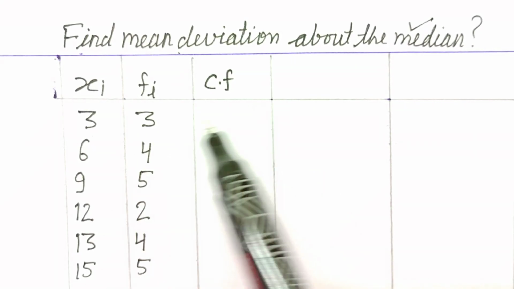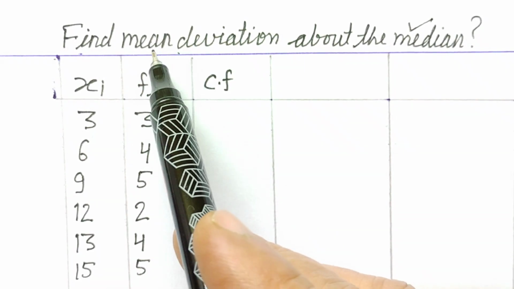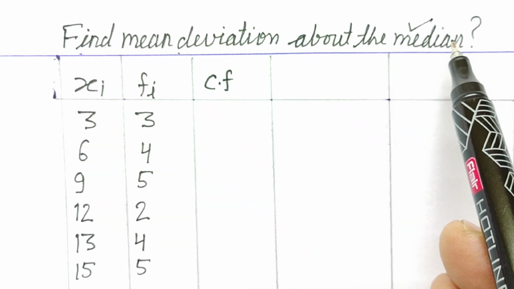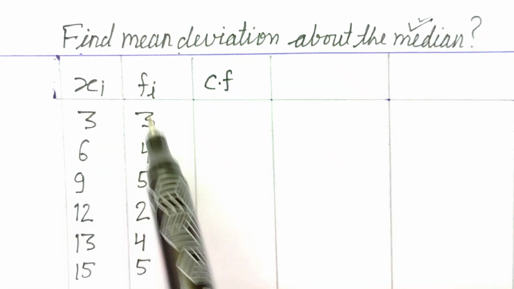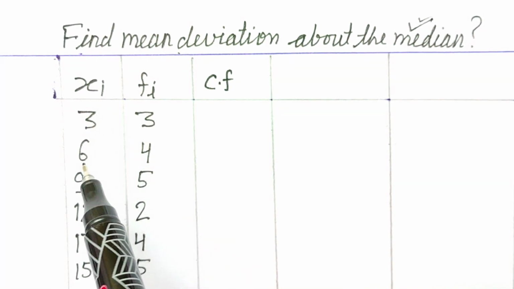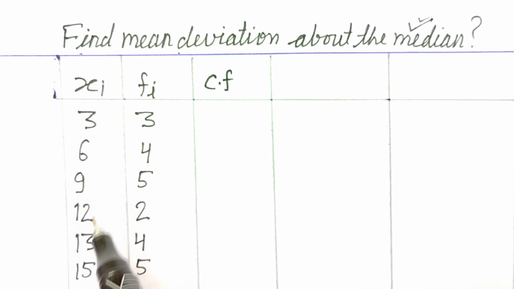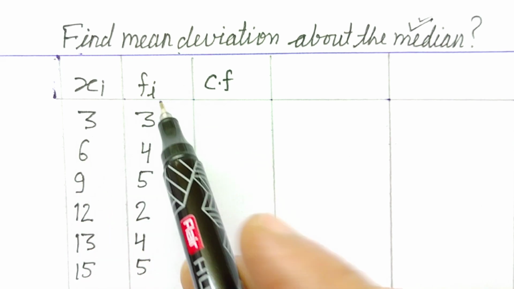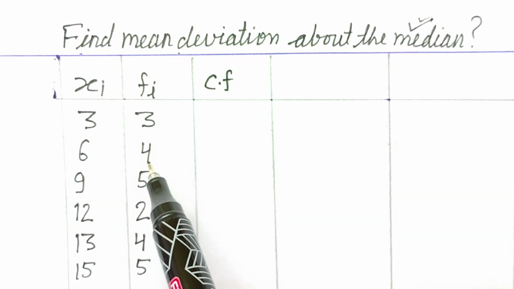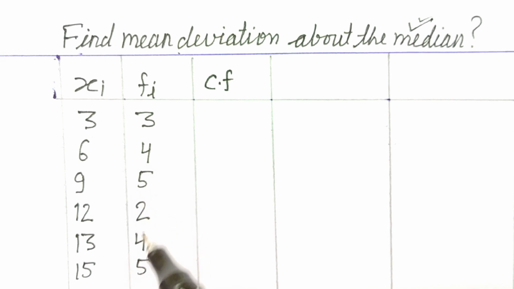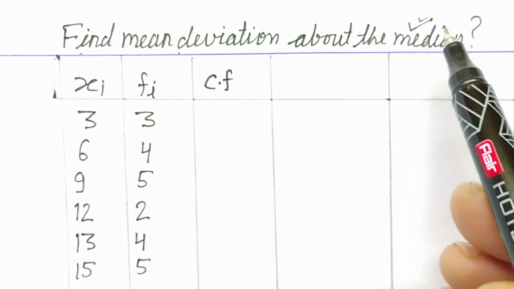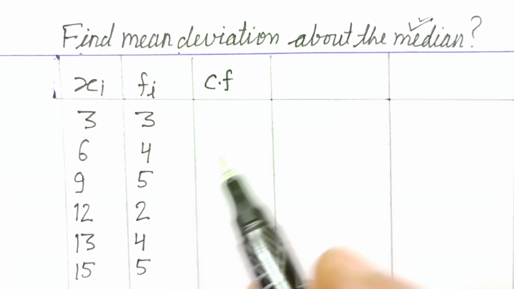Hi friends, welcome. Today we have to find the mean deviation about the median. The data are given as xi: 3, 6, 9, 12, and so on, with frequencies fi: 3, 4, 5, 2, and so on. So first we will find the median.